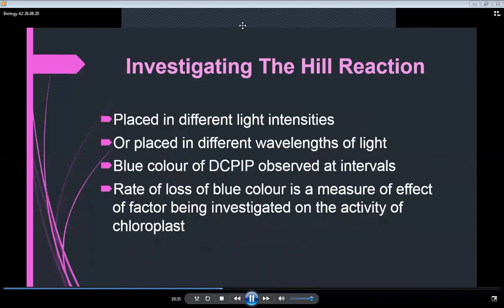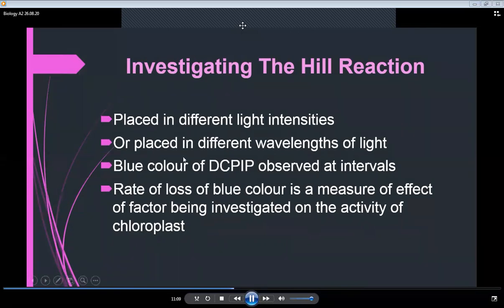Then we are going to place these small tubes in different light intensities if we are investigating the effect of light intensity on the rate of photosynthesis, or in different wavelengths of light if we are investigating the effect of wavelength of light on the rate of photosynthesis. But remember that if we are investigating the effect of light intensity, then we have to keep the wavelength of light constant, and if we are investigating the effects of different wavelengths of light, then we have to keep the light intensity constant.